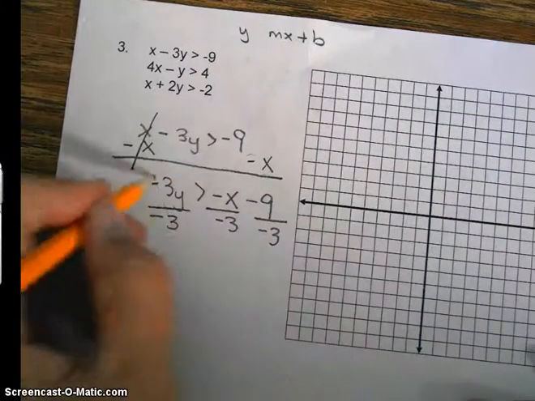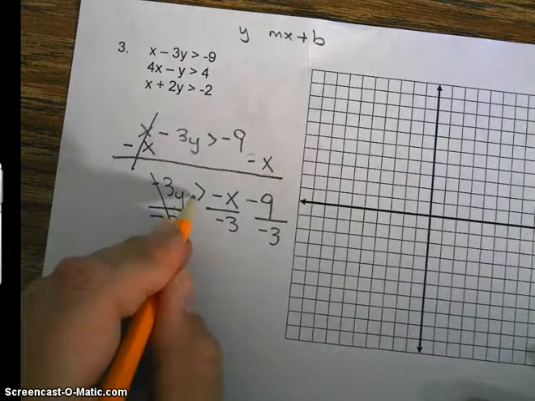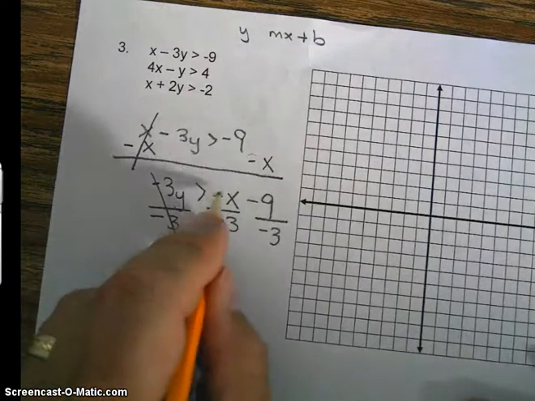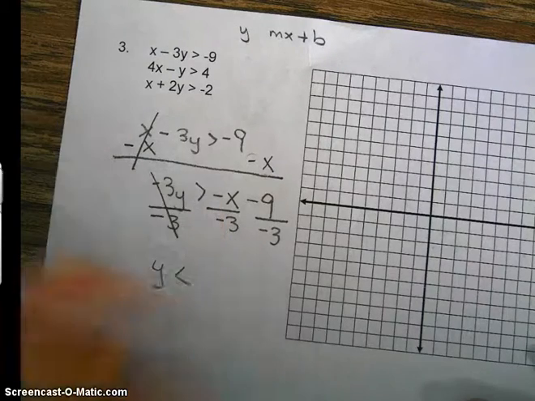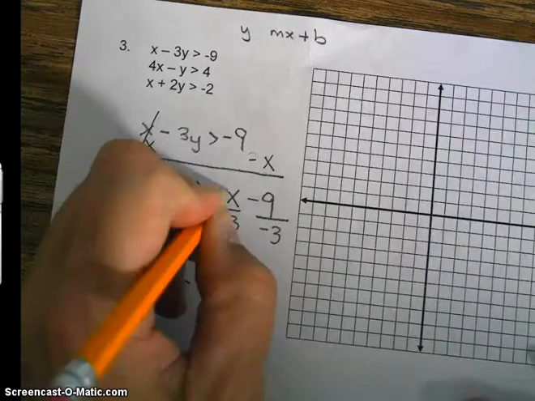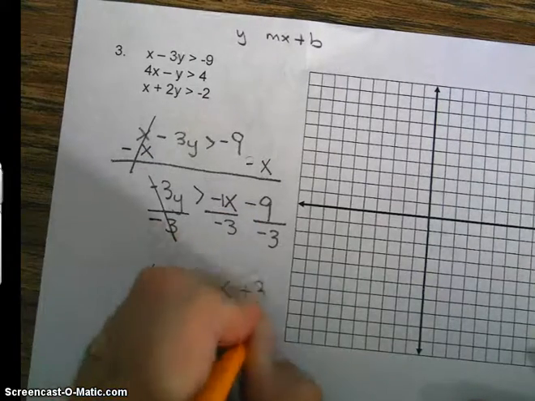Okay, this is 1, so we got 1y. Switches directions because we divided by a negative. And two negatives make a positive, so I'm going to make this a 1/3 x. Got the 1 from here. Negative 9 divided by negative 3 is positive 3.